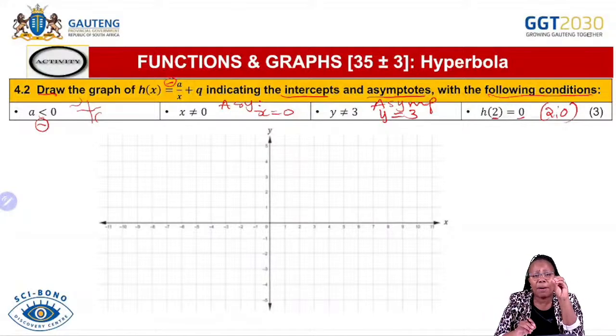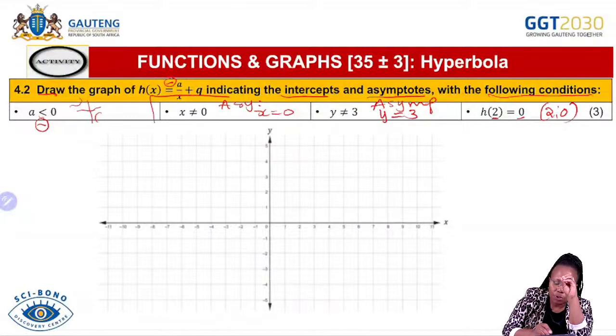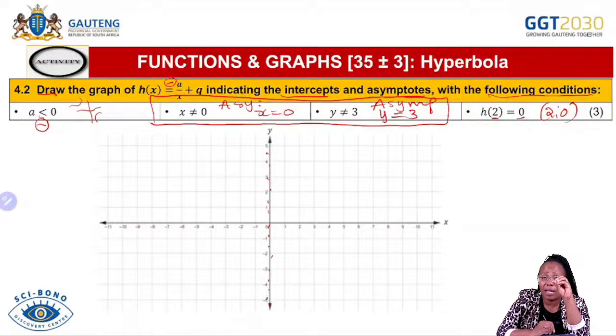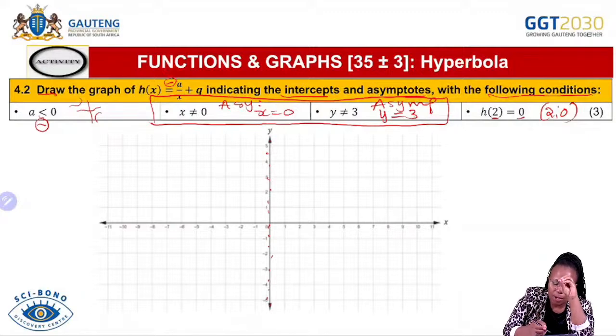Remember, when you sketch a hyperbola, you always start with the asymptote. So we are going to start with our asymptote there. At x equal to 0, that means it's on top of this line, which is our y-axis there. Another asymptote is at y equal to 3, that means at y equal to 3.